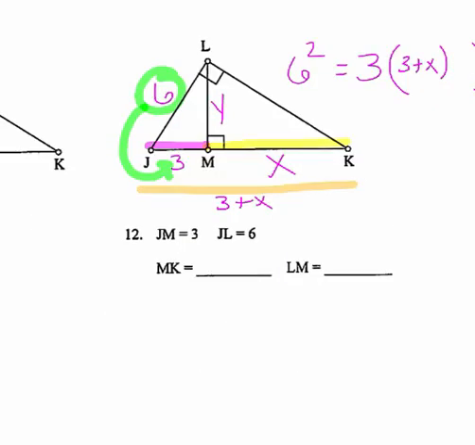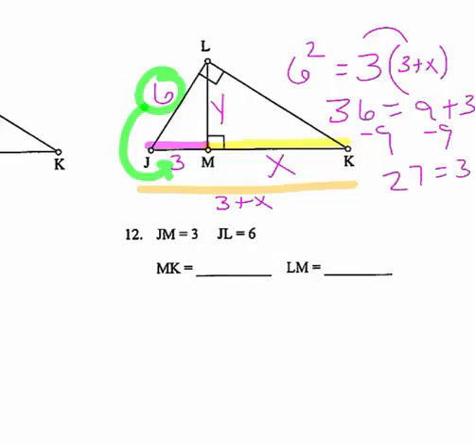Make it so we can see that a little bit better. And now this equation I can solve. So I'm going to get 36 is equal to 9 plus 3x. But when I subtract the 9 from both sides, I get 27 equals 3x. So x must be equal to, I'm sorry, 9, not 3. 27 divided by 3 is going to be 9. And x is what we called MK.